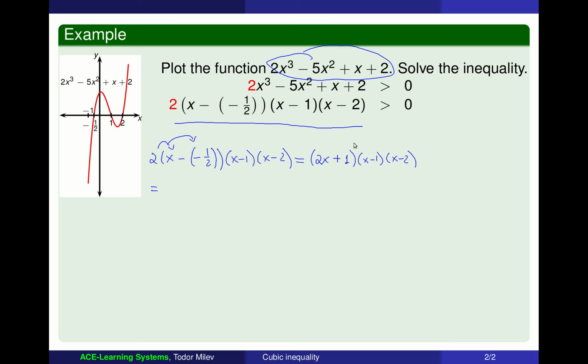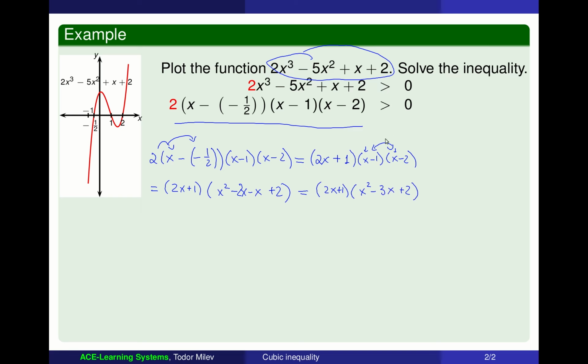Next, I'm going to first distribute these two together, and keep 2x plus 1 in the front. So I'm getting x squared minus x, minus 2x, minus x plus 2. So this guy with this guy, x squared minus 2x minus x plus 2, that gives me (2x plus 1) times (x squared minus 3x plus 2).